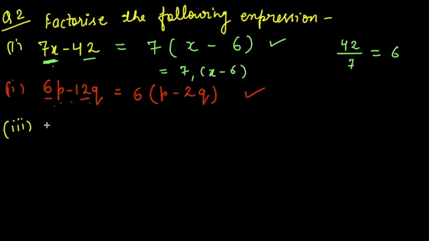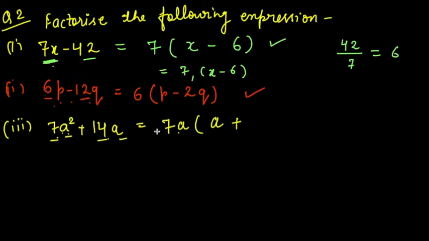This is very simple question. Third part is 7a square plus 14a. Again 7 and 14. 7 2s are 14, 7 you are taking common. Now between a square and a, a can be common. What you are left with? 7 you have already taken common. A you have taken common. What you are left with here? A only.